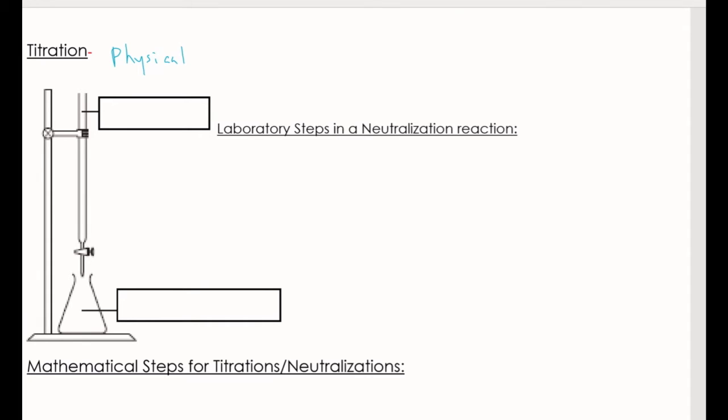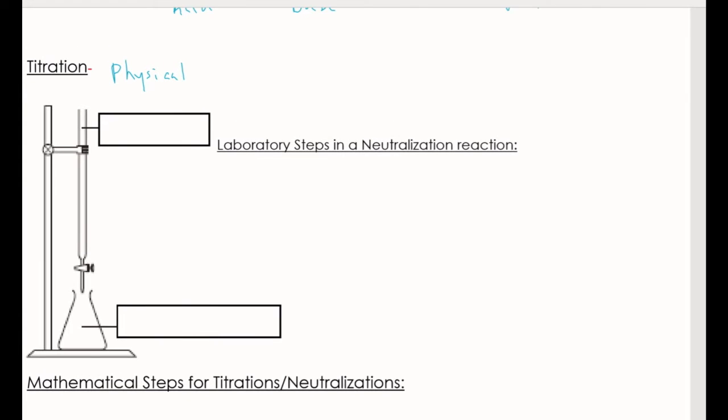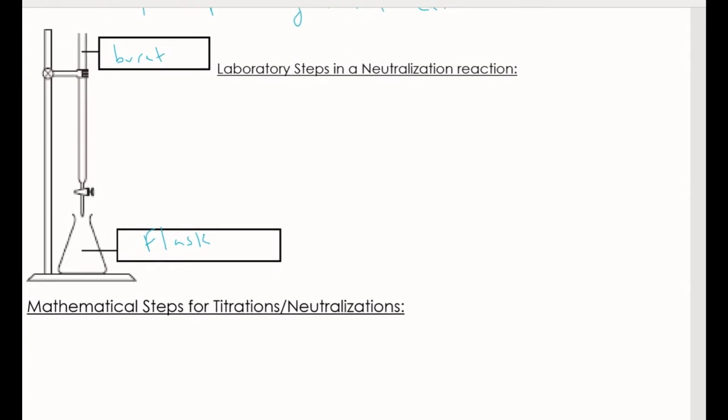A titration is a physical performing of this neutralization, so it's what you actually do. The setup looks like this. You have a long skinny burette and then a flask at the bottom. And basically all you're going to do is add an acid to a base, and keep adding those together until it becomes neutralized, until it becomes water.